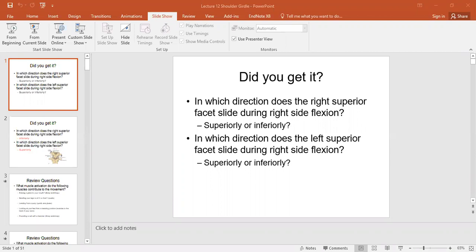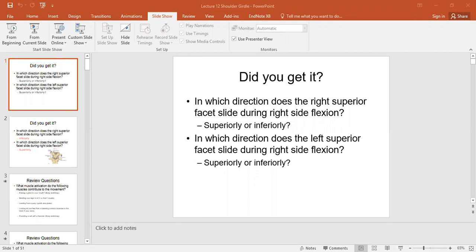Okay, so in which direction does the right superior facet slide during right side flexion? So when we talk about the arthrokinematics of the spine, we're going to refer to the superior segment moving on the inferior segment. I will never ask you, what is the inferior segment doing during arthrokinematics? So don't let that bog you down. I'm always talking about what the superior one is doing. So when you go into right side flexion, is it moving superiorly or inferiorly? Inferiorly. Yep, the ipsilateral one slides down, the contralateral one slides then in which direction?